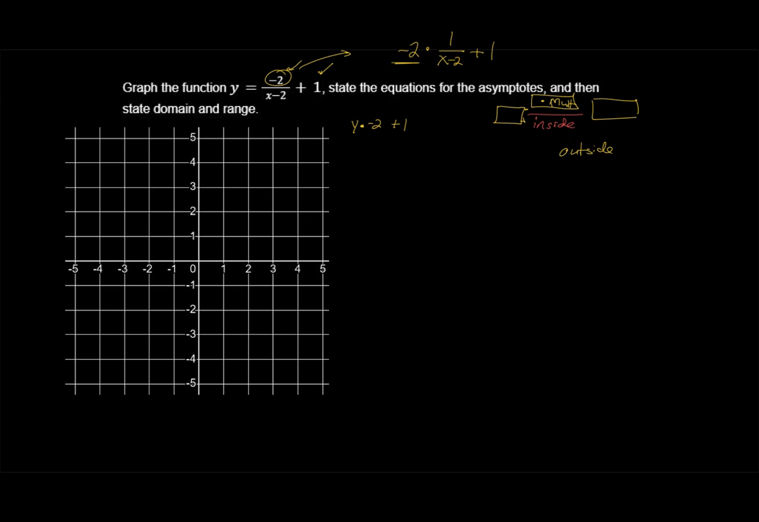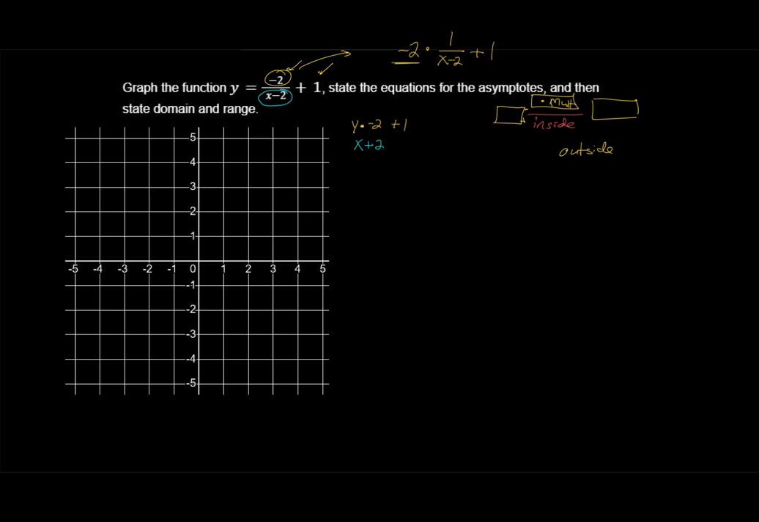Then inside stuff, so inside the bottom of the fraction with the x, is just the x minus 2. And inside affects the x values in the opposite way. So what we're really going to do to our x values is we're going to add 2.